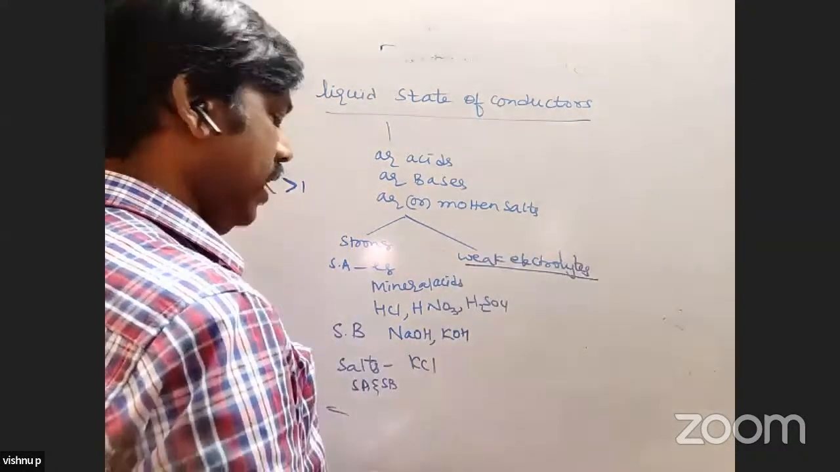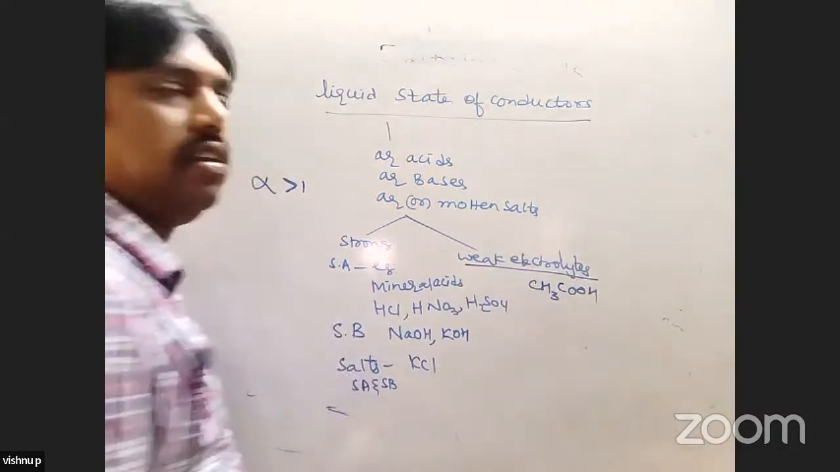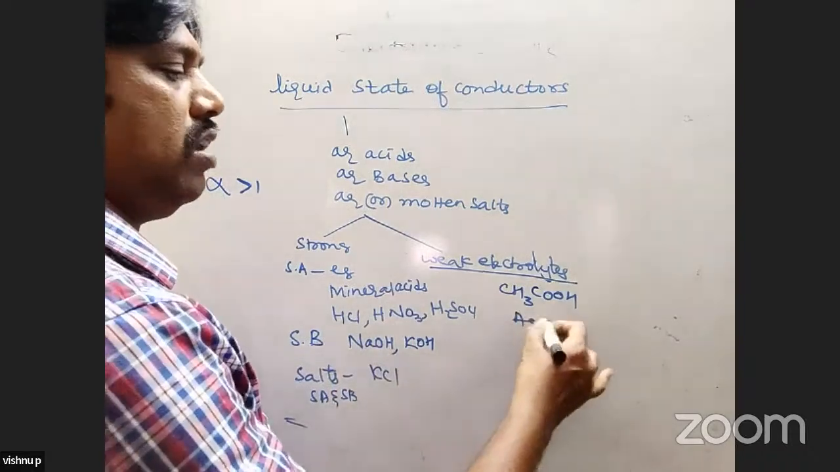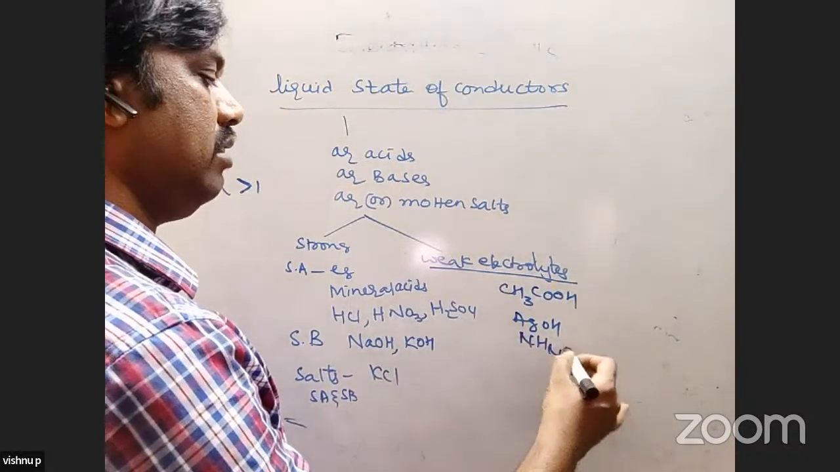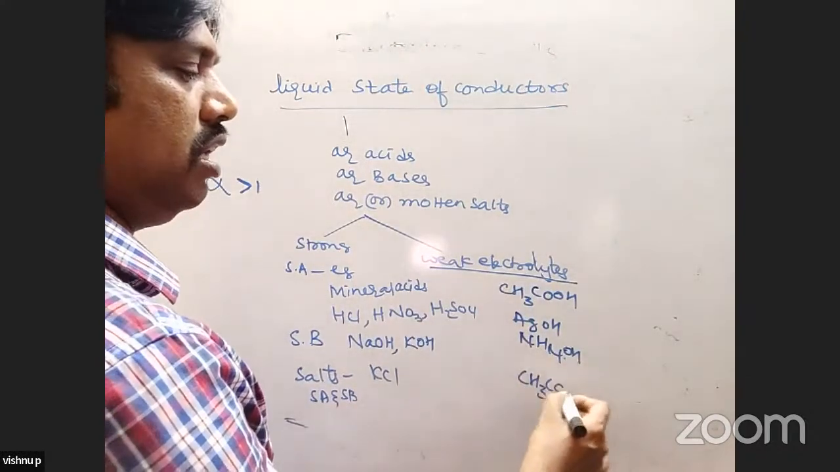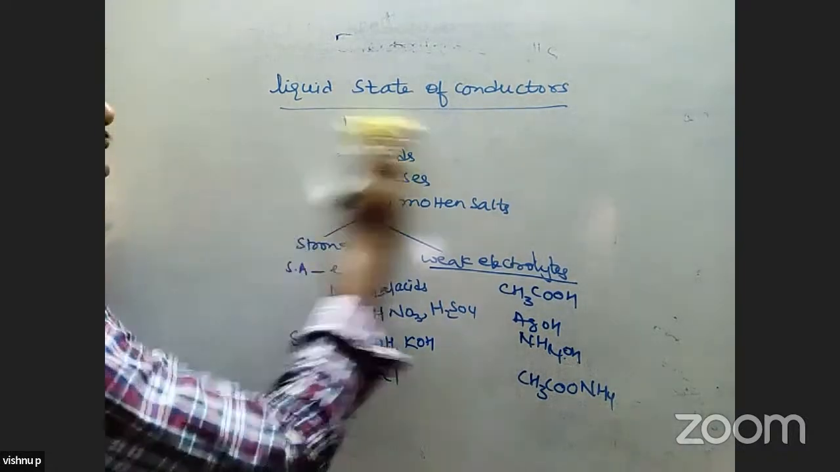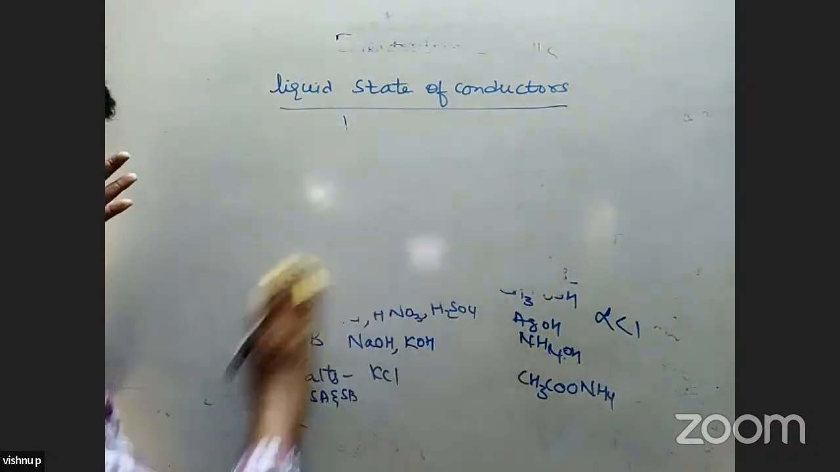But what are weak electrolytes? Generally, any acid containing carbon is a weak acid, and the bases of d-block elements and ammonium hydroxide are weak bases. If both are involved in a reaction, we get salts of weak acids and weak bases. These are called weak electrolytes. For weak electrolytes, the alpha value is less than 1. Alpha is called the degree of dissociation.